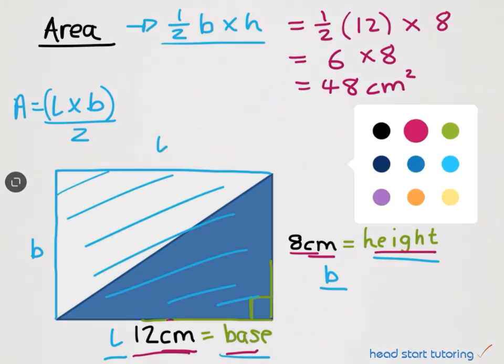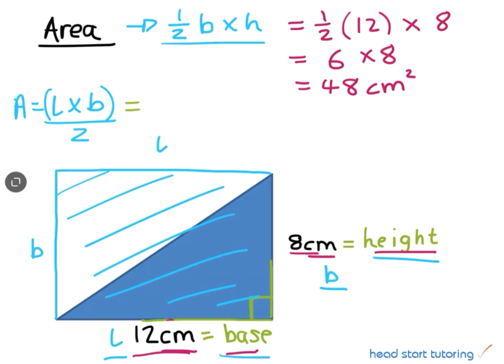Right, so now let's have a look at our other formula for the area of a right-angled triangle. This formula you should only really use for the area of a right-angled triangle and not any triangle, and I'll explain why a bit later. So area equals length times breadth, so our length is equal to 12, because remember that these are equal in a rectangle, and our base is equal to 8 centimeters.